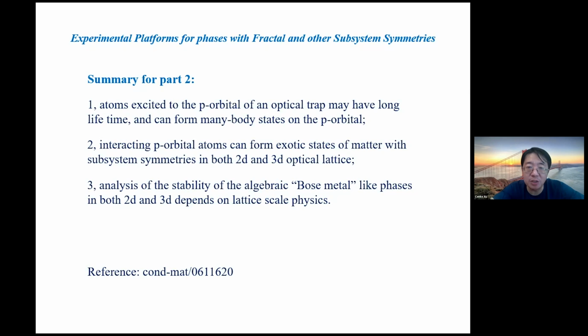So the interacting p orbital atom can form exotic states of matter with subsystem symmetries in both the 2D and 3D optical lattice. And in both 2D and 3D optical lattice, the system can realize some algebraic metal-like phases. But the analysis for this state actually involves some UV subtlety in it. We have to be careful with what kind of UV regulation we use in this analysis. Okay, so that's all I want to talk about. This is actually a little bit of an old paper. Hope it's still interesting. I will stop here and take questions.